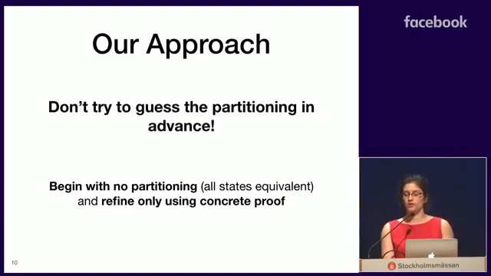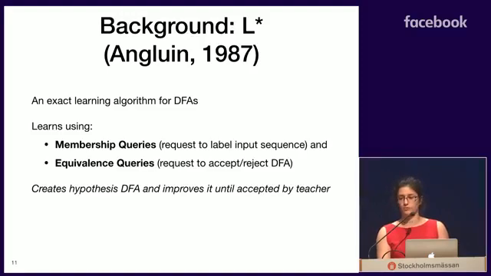So we say we're not going to try and guess the partition in advance. Instead, we're going to start by not partitioning the state space at all. We're going to treat everything as exactly the same state, and we're going to refine our partitioning by some kind of iterative process, and every time we're going to split states only according to concrete examples, concrete proof. And we're going to get this concrete proof by using another algorithm for learning finite state machines, an exact learning algorithm called L-star, which was proposed by Dana Angluin in 1987, and it learns these finite state machines using membership queries and equivalence queries.